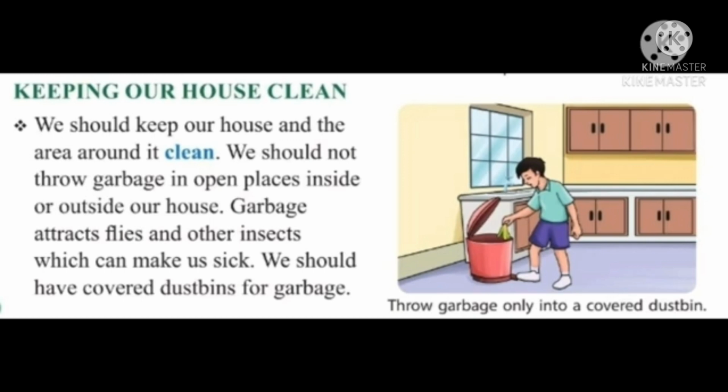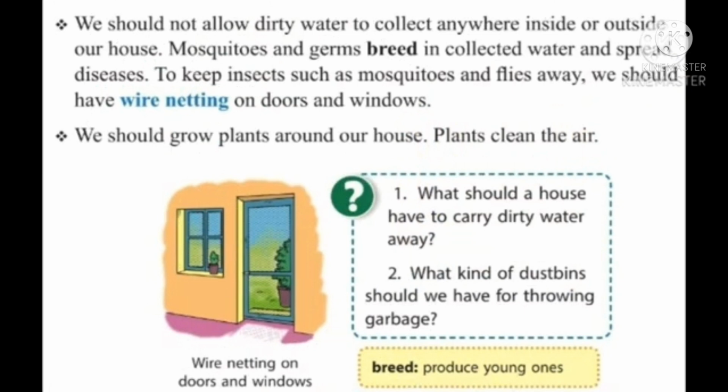We should have a covered dustbin for garbage. We should not allow dirty water to collect anywhere inside or outside our house. Mosquitoes and germs breed in collected water and spread diseases. To keep insects such as mosquitoes and flies away, we should have wire netting on doors and windows. We should grow plants around our house. Plants clean the air.